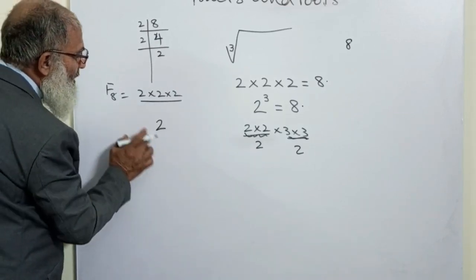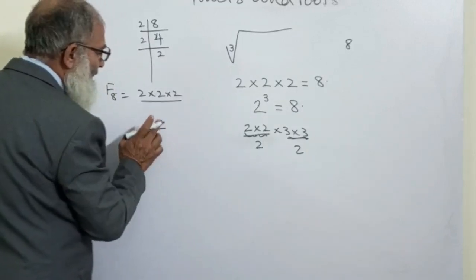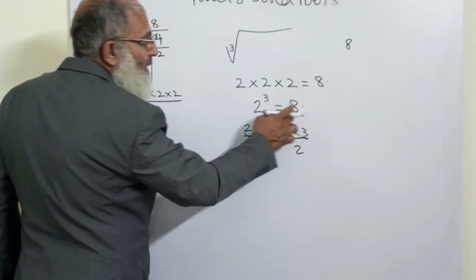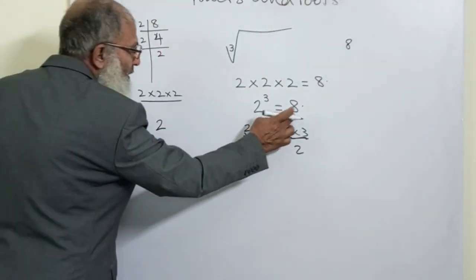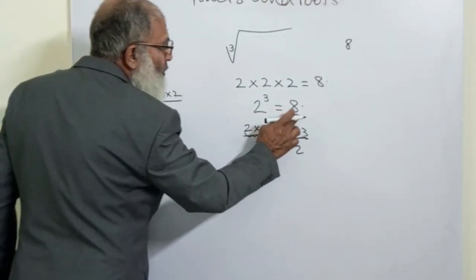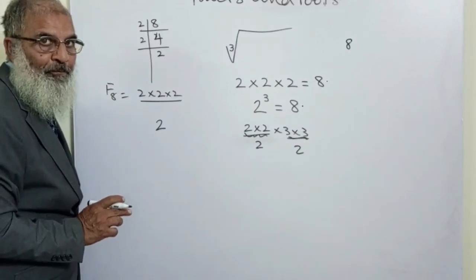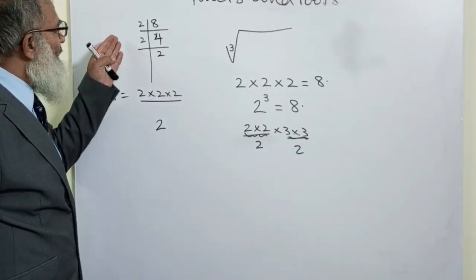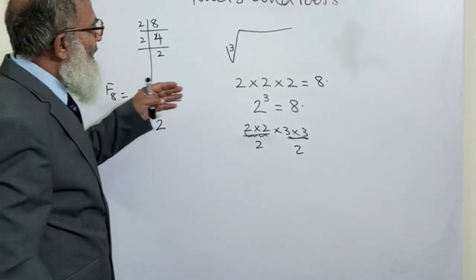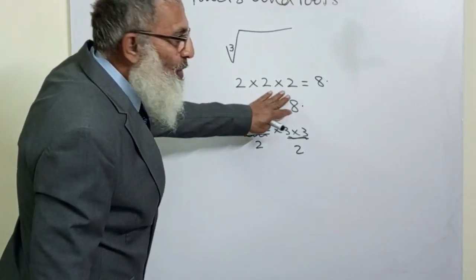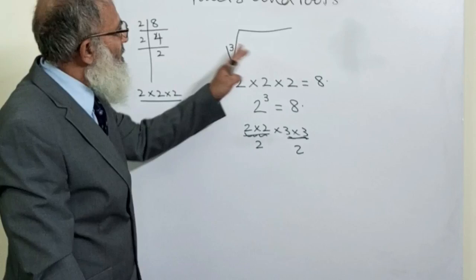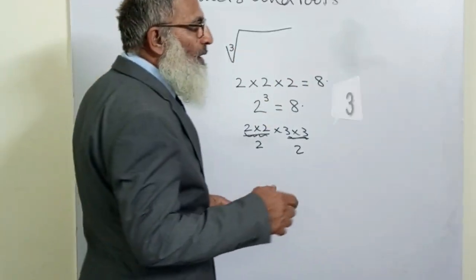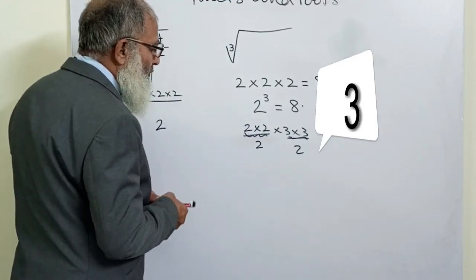Now this 2 represents that it is the cube root of 8. Now 2 is the cube root of 8. So my students, I think I have made myself clear over here on how to find the cube root and the cube of any number. Let me take a bigger example now.